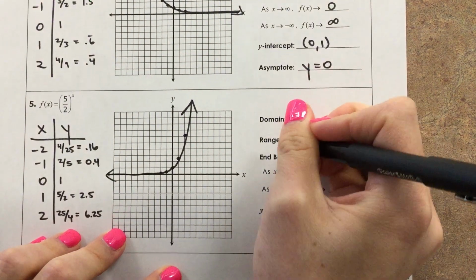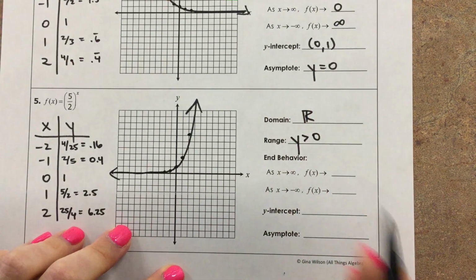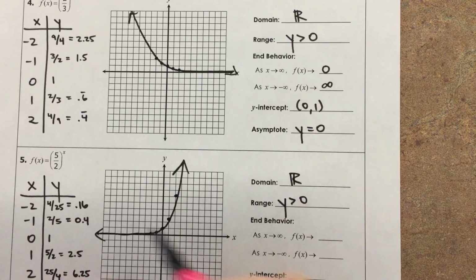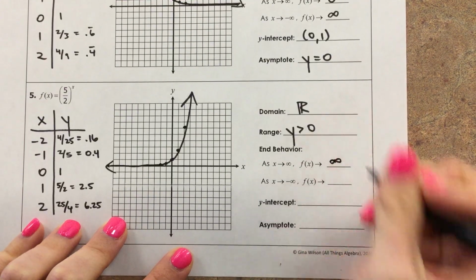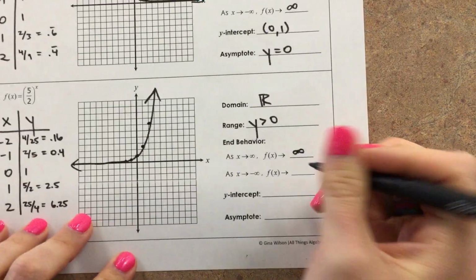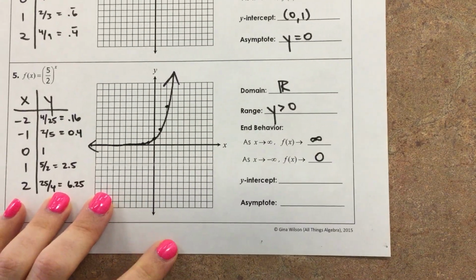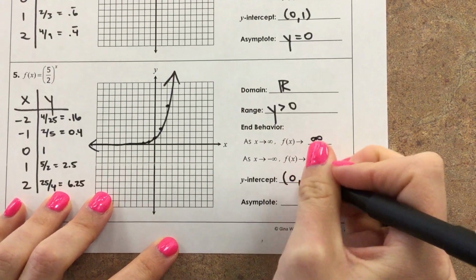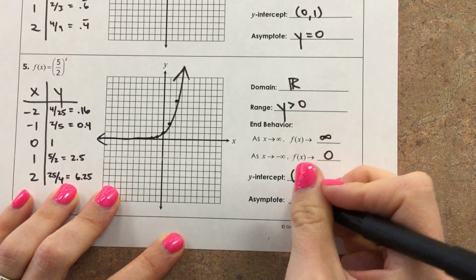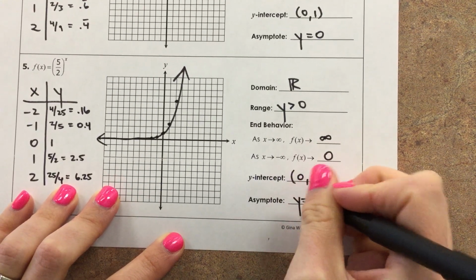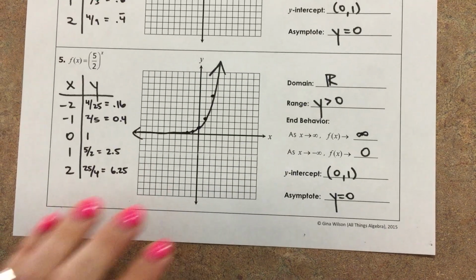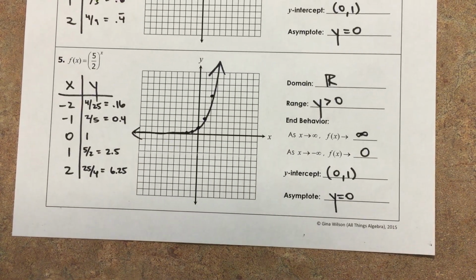Domain is still all reals. Range is still greater than 0. This end behavior switches back again. The right arrow is the one that's going up to infinity, and the left arrow is the one that's dragging along towards 0. Y-intercept is still 0, 1 for all of these today, and the asymptote is still y equals 0. So just kind of an intro before we make any transformations or anything in the next part.